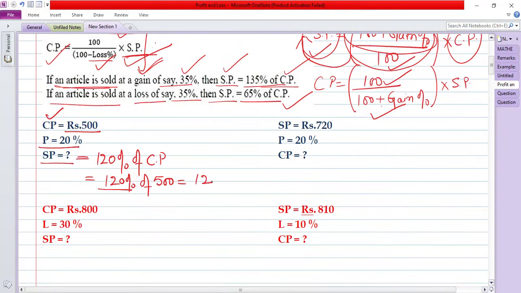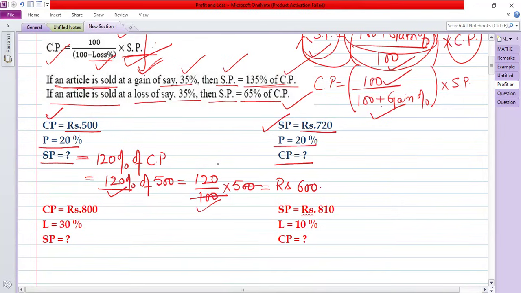It is nothing but 120 divided by 100. So 120% is 120 divided by 100 into 500. So now it will be 5, and 120 into 5 will give us 600 rupees. Okay. Now here, the selling price is this one, and the profit is this.